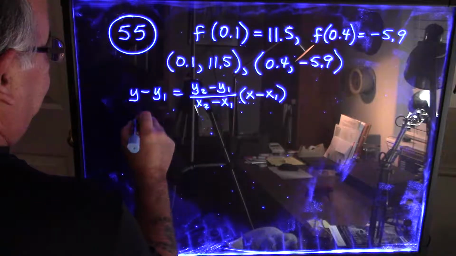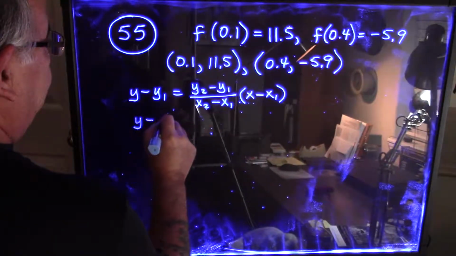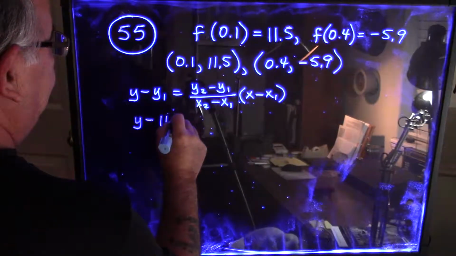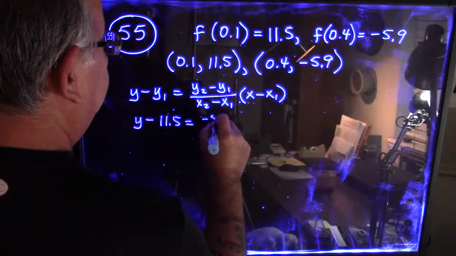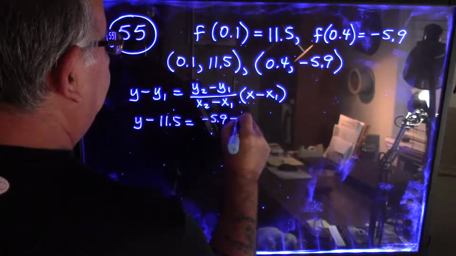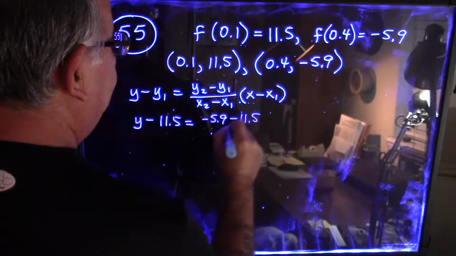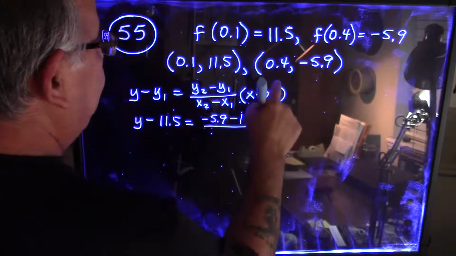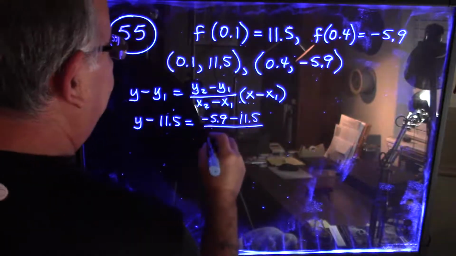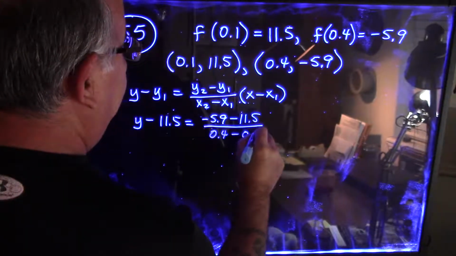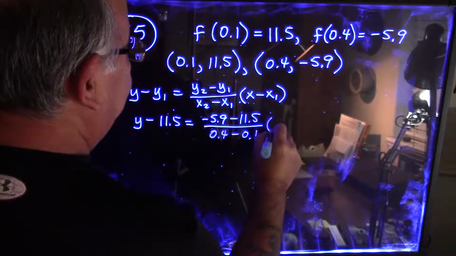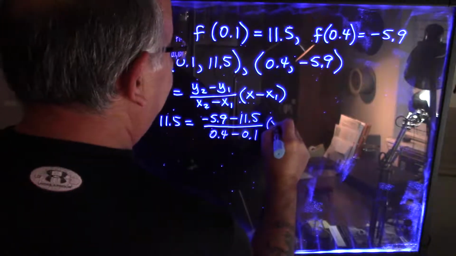So we've got y minus 11.5 equals negative 5.9 minus 11.5 over 0.4 minus 0.1, times x minus 0.1.